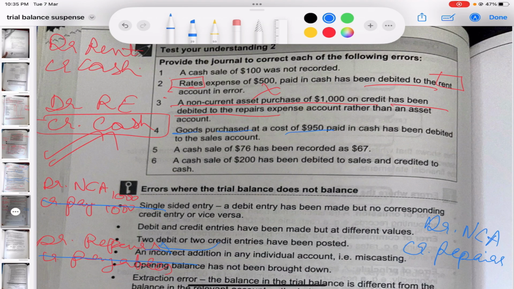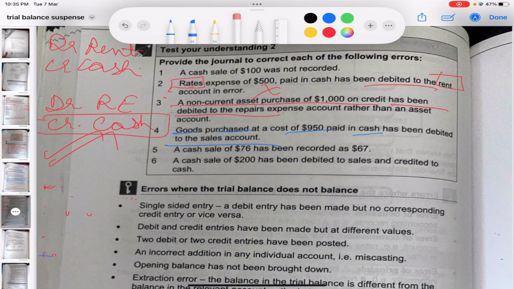Goods purchased at a cost of 950 paid in cash has been debited to the sales account. So goods were purchased. Let me make some space to solve. Goods purchased at a cost of 950 paid in cash. So what will be the actual journal entry according to you? What should have been done? Debit purchase, credit cash, 950.